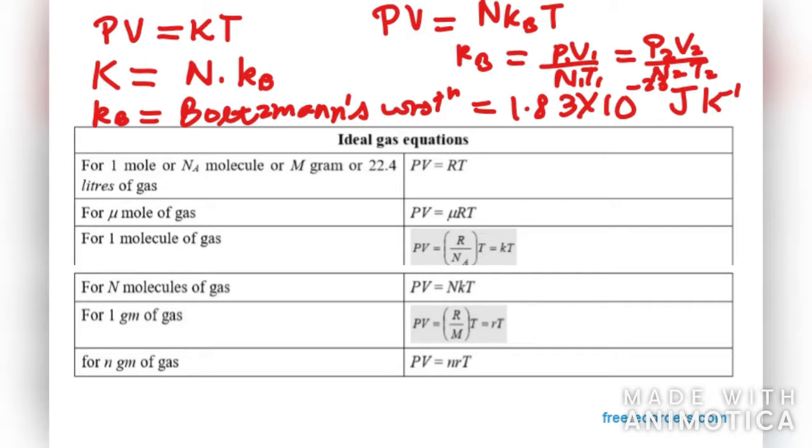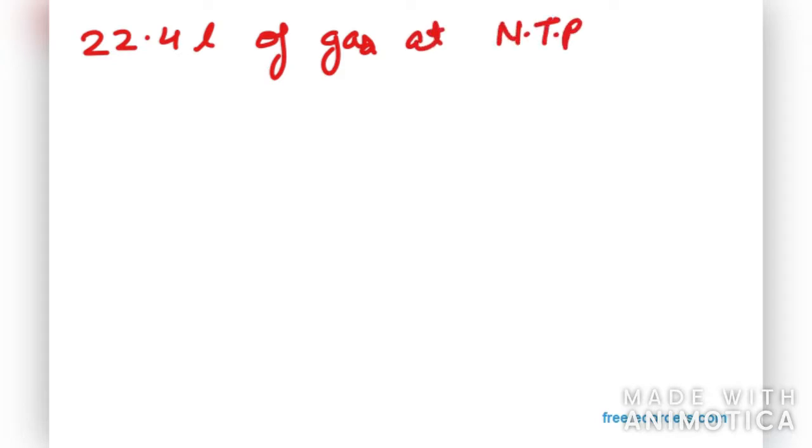So he gave one law. He established that 22.4 liter of any gas at NTP, NTP means normal temperature and pressure, is known to contain the same number of molecules, that is 6.023 × 10^23. So these many molecules will be there. This is the Avogadro constant and it is represented by Na.